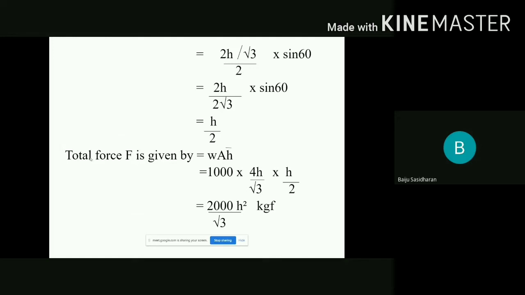And after that, the total force F is given by what expression? It is W A H bar. Already we studied. So W is 1000 into A, that is 4H by root 3, into H bar, which is H by 2. You substitute those values, you will get the force.